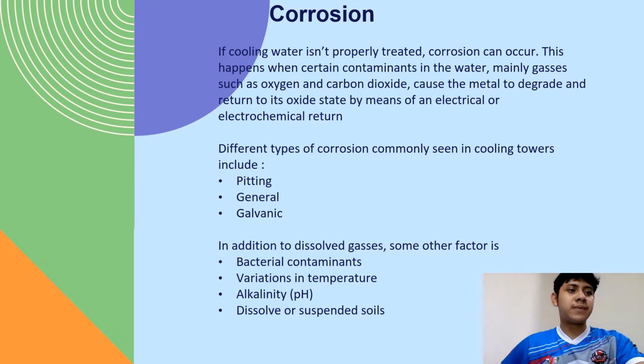Second is general. General is the type of corrosion that occurs evenly across the surface of the metal and can contribute to fouling. This will reduce system efficiency.